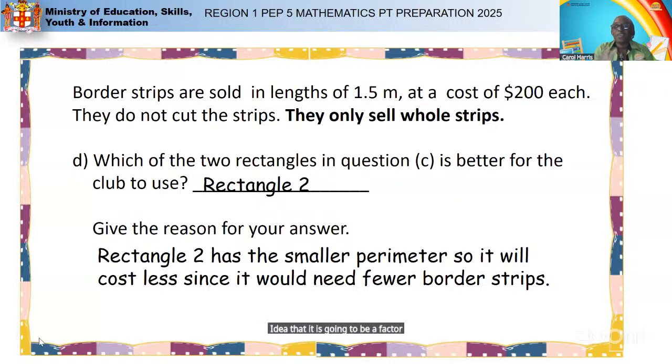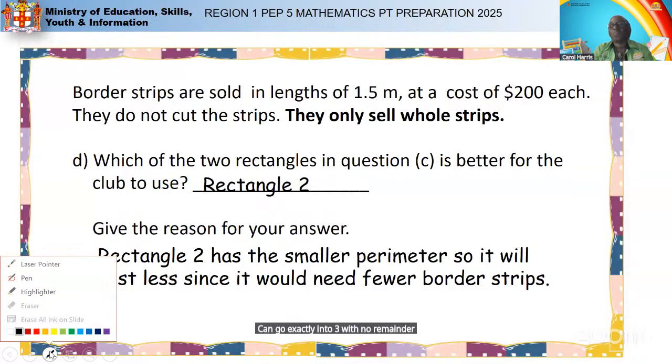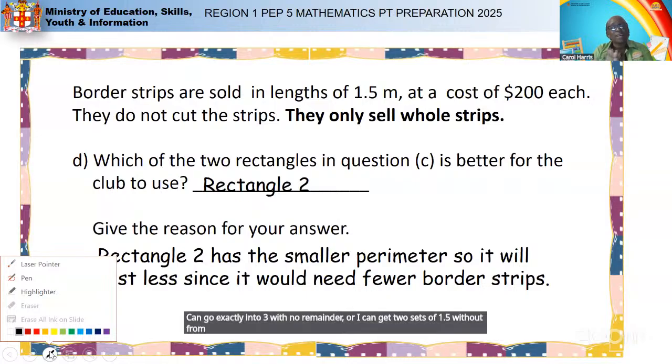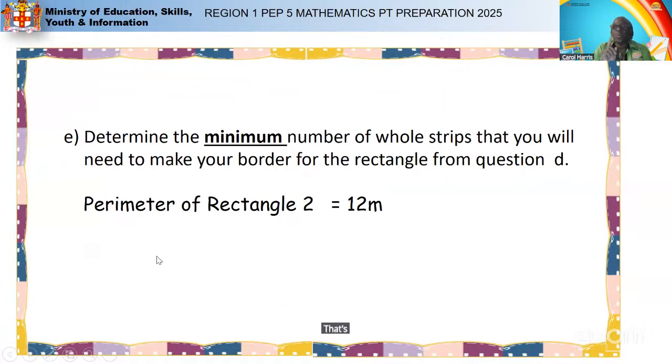1.5 can go exactly into 3 with no remainder, or I can get 2 sets of 1.5 from 3. So I can see that. So rectangle 2 has a smaller perimeter. So if it has a smaller perimeter, the number of strips you need to go around the border will be less. That's the key idea that we want to be thinking about. We want to be looking for the border that is less.